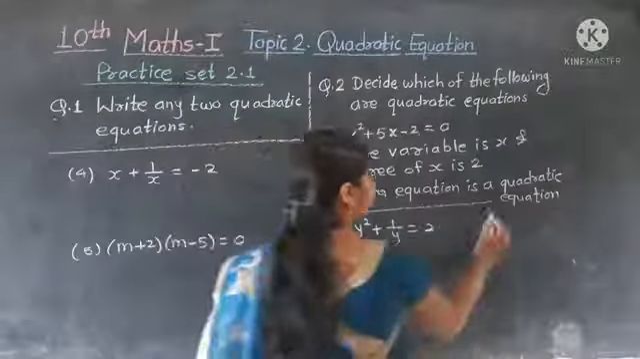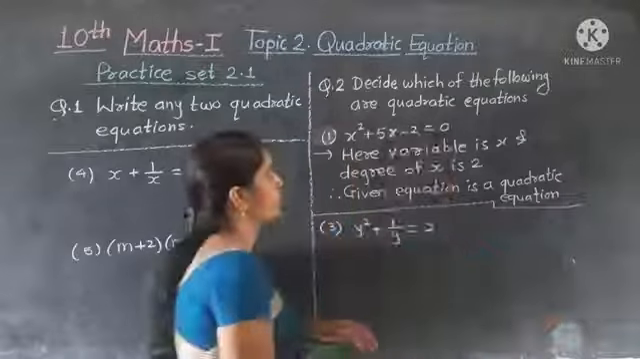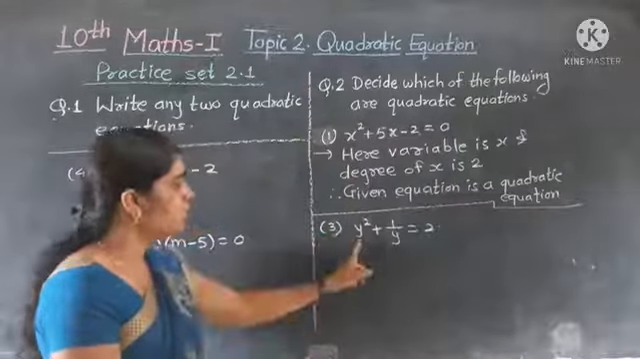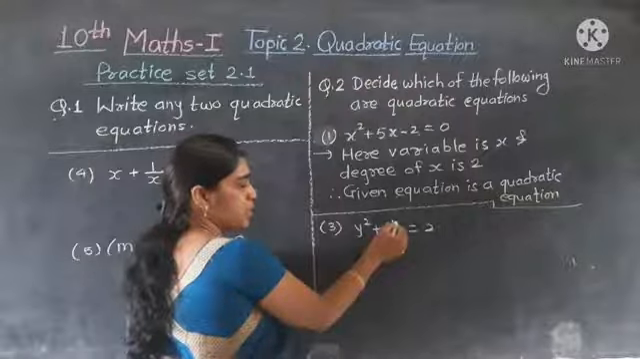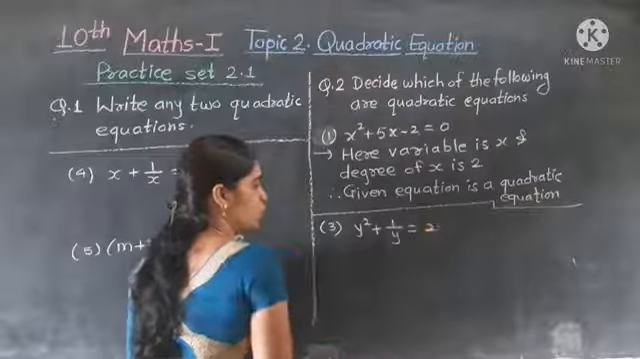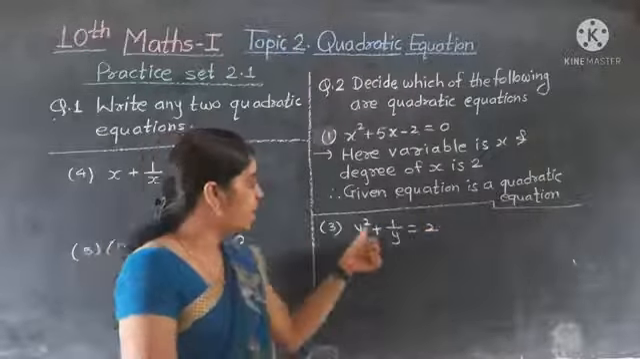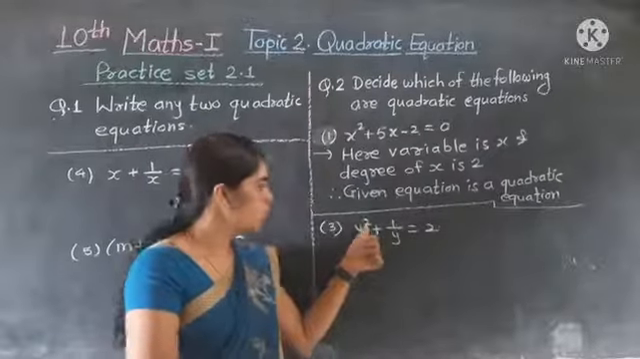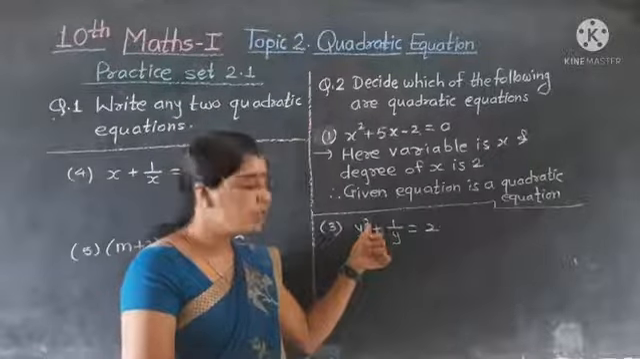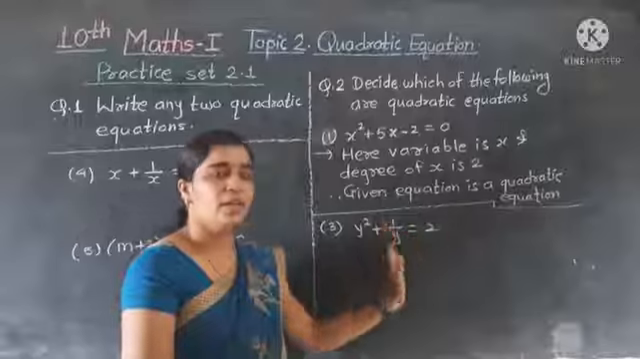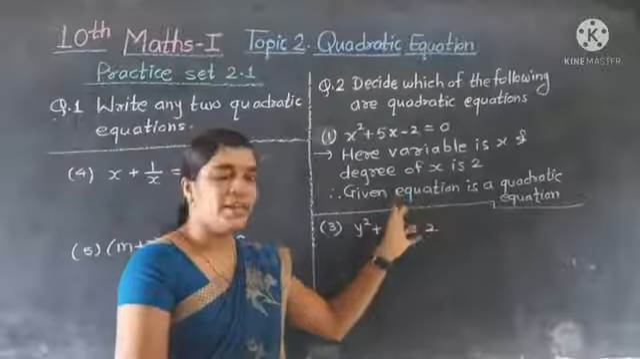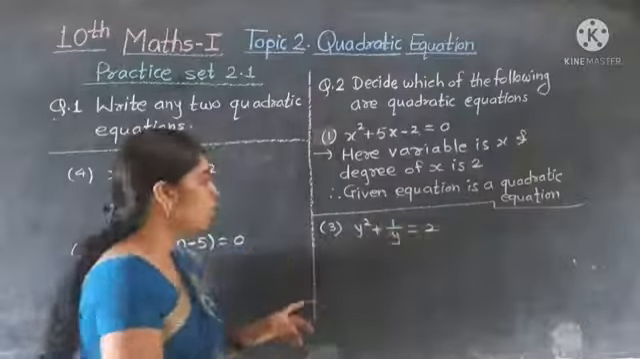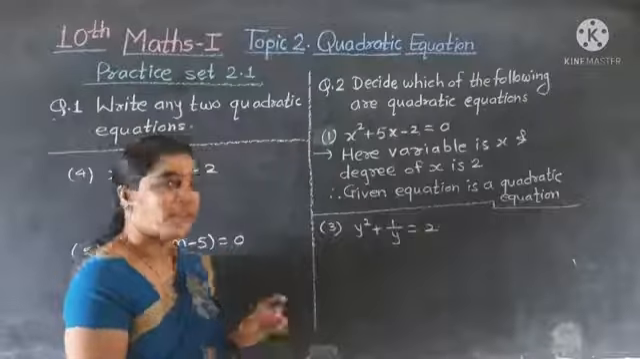Okay, now see the third one, y square plus 1 upon y is equal to 2. Here degree is 2, y square, index is 2. But here y is to the power 1 in the denominator. At the numerator it becomes y to the power minus 1. So here first simplify.